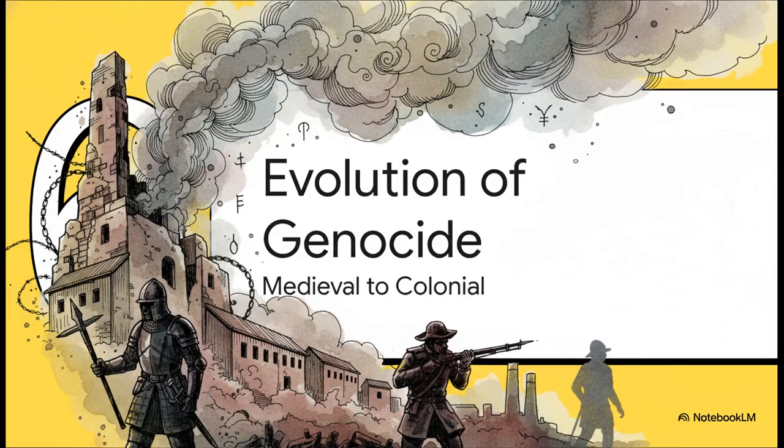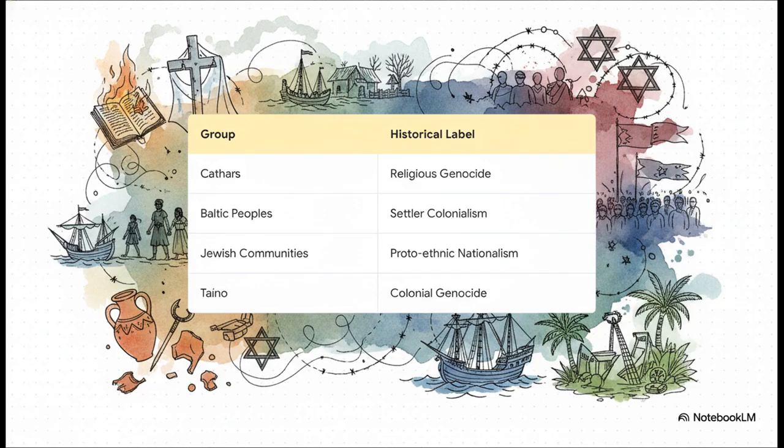Finally, Section 6, the evolution of genocide, synthesizing medieval and colonial patterns. And this brilliantly illustrates our whole journey today. When we synthesize everything we've covered, a really clear evolution emerges. The Cathars faced religious genocide. The Baltic peoples were subjected to early settler colonialism. Jewish communities faced the brutal forces of proto-ethnic nationalism, and the Taino suffered colonial genocide. Now, these are all distinct events, sure, but they are intimately connected in the grand evolution of systemic violence. You can draw a direct line showing how ancient religious conquests transitioned right into modern systems of eradication.